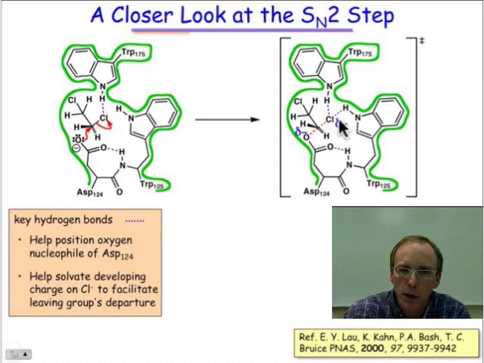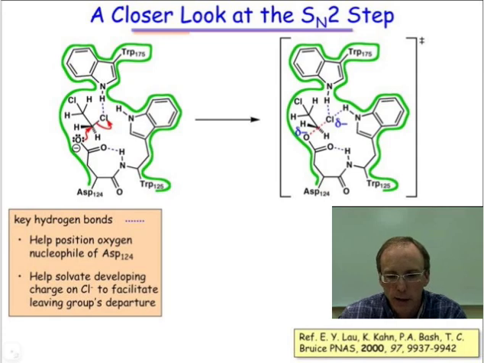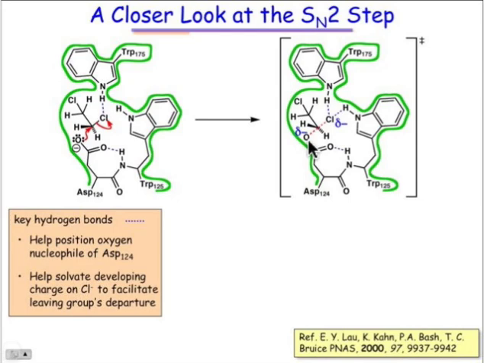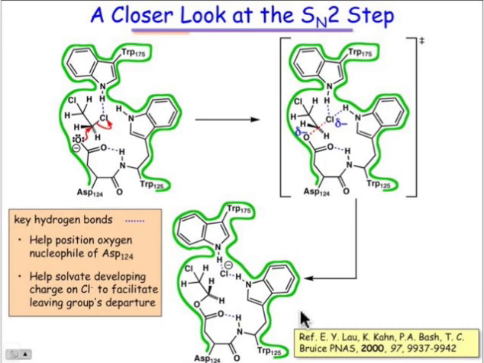As the transition state evolves, we're going to develop negative charge on the chlorine. There are going to be hydrogen bonds that form with those NH groups of the tryptophan, and there'll be a developing negative charge on the chloride and a diminishing negative charge on the aspartate group. That'll undergo complete displacement. The chloride will now be solvated by those hydrogen bonds of the tryptophan residues, and we've made the ester functionality of that aspartate group.